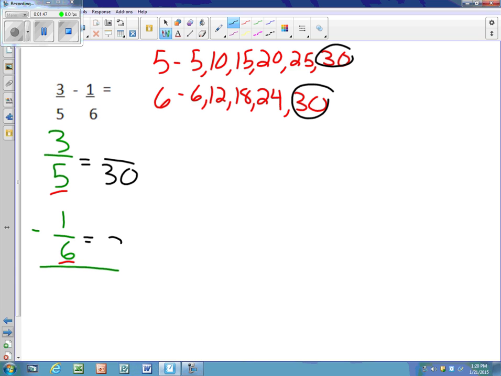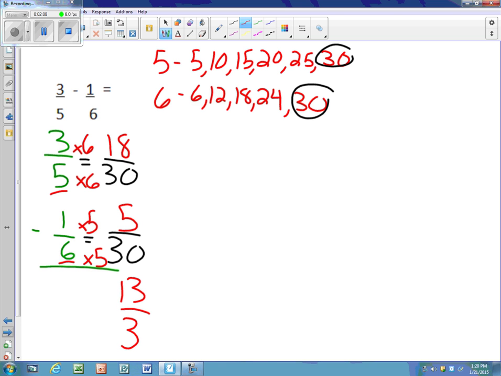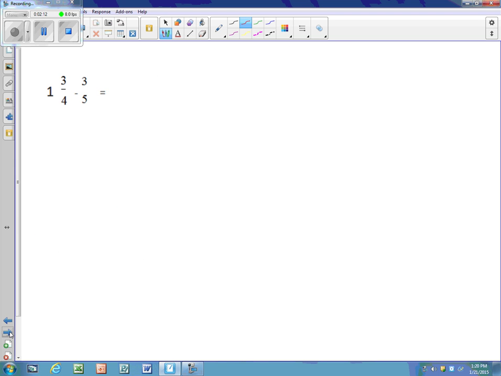And then I ask myself, what did I do to each denominator to get to my new denominator? In this case, it was times 6. So up here is times 6, and I have 18. Down here is times 5, so up here is times 5, and I have 5. And 18/30 minus 5/30 is 13/30. It's just like our addition, we're just doing subtraction now.